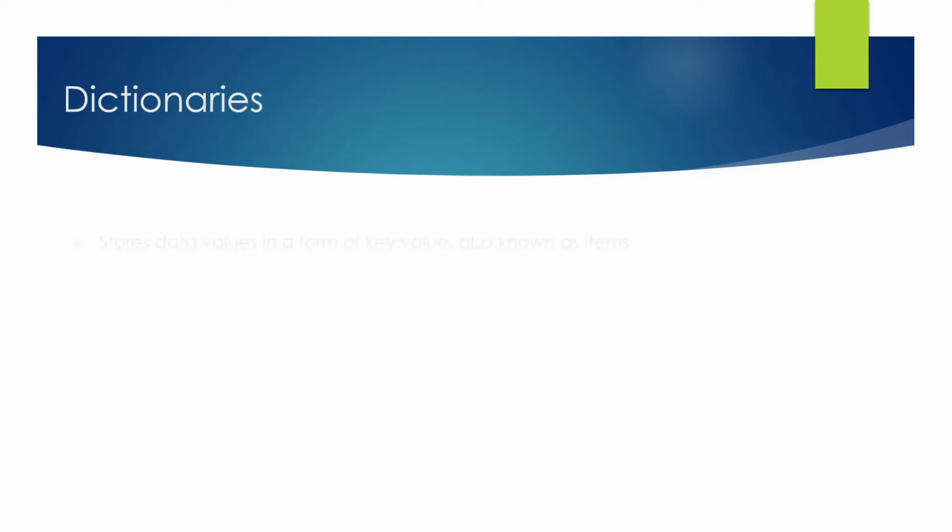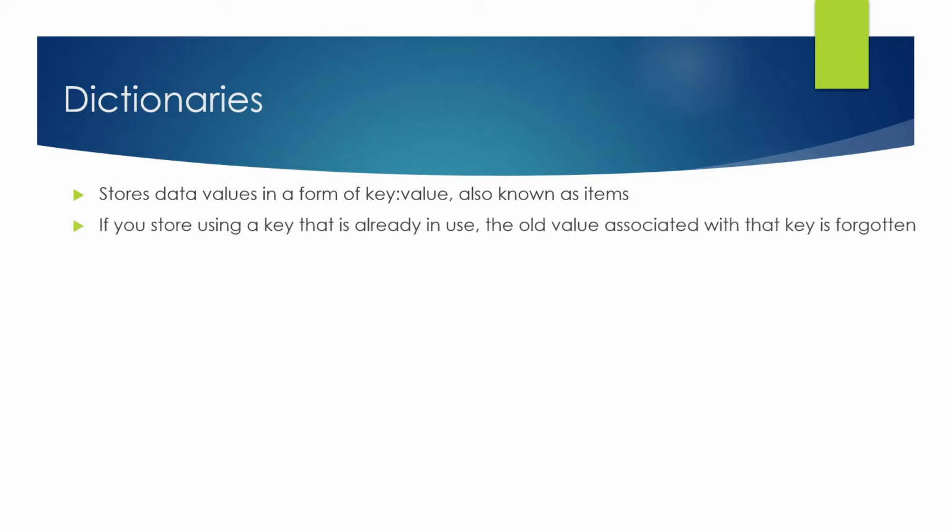Okay, so a dictionary is something that stores data values in the form of a key and a value. They are also known as items. If you store using a key that is already in use, the old value associated with that key is forgotten. What does that mean? It means that if you have associated one value with a key, and you give a different value later in the program, the previous value will be forgotten and the new value will be assigned.